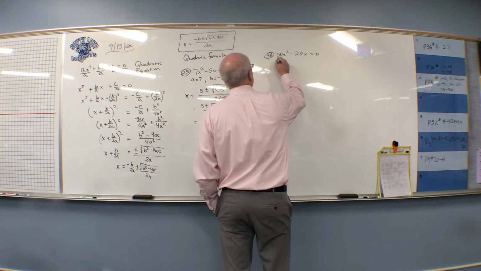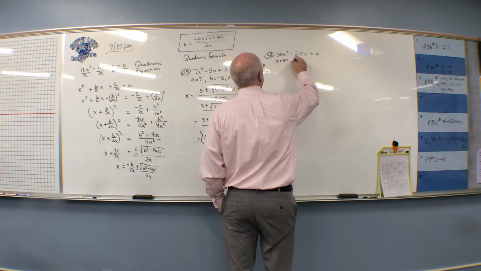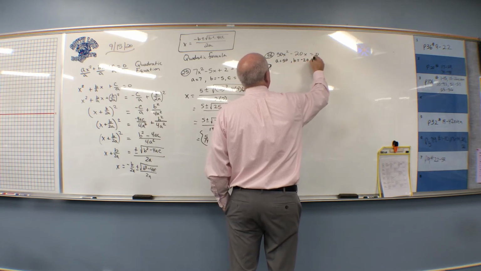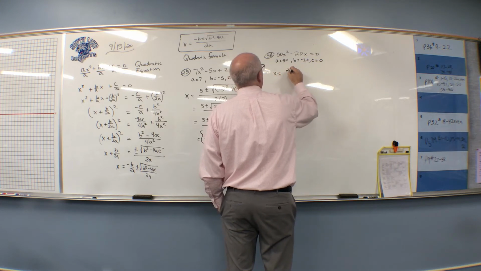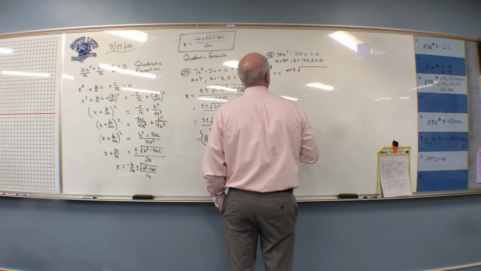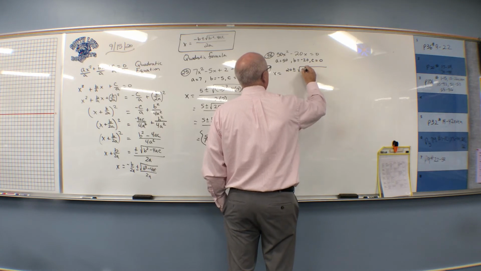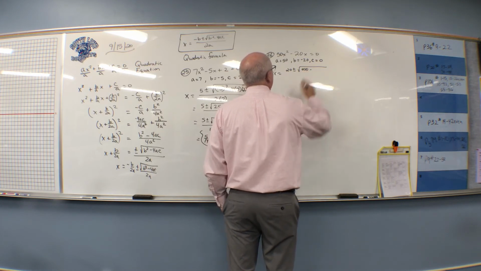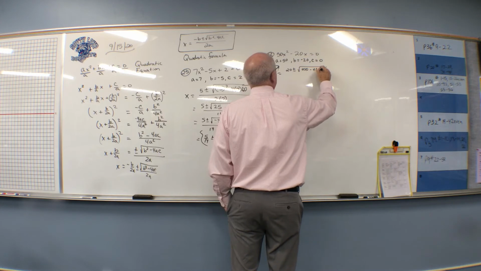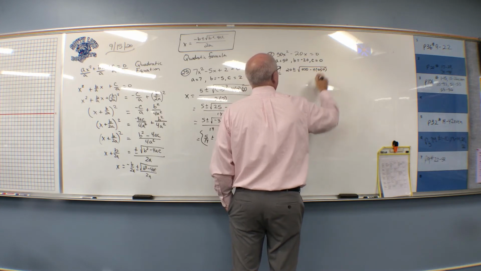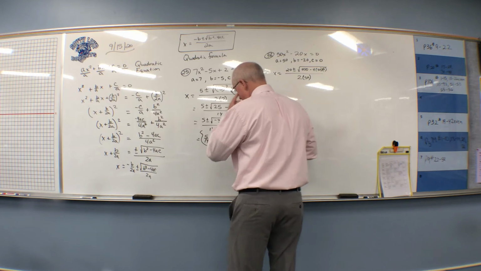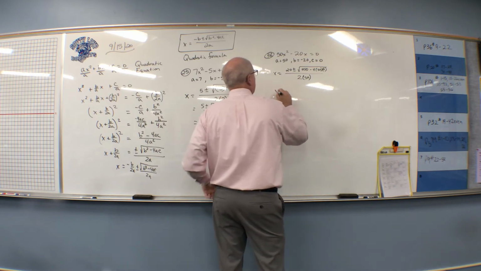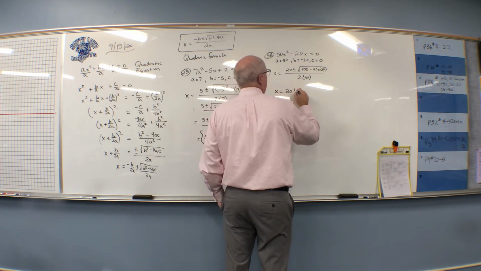What's A? 50. What's B? Negative 20. What's C? 0. All right. So x would be a negative b, which is 20, plus or minus the square root of negative 20 squared, which I believe is 400, is it not? Minus 4 times a, which is 50, times c, which is 0, right? Over 2 times a, which is 2 times 50. What happens to all this? It cancels out. It's just 0. So I have x equals 20 plus or minus the square root of 400.